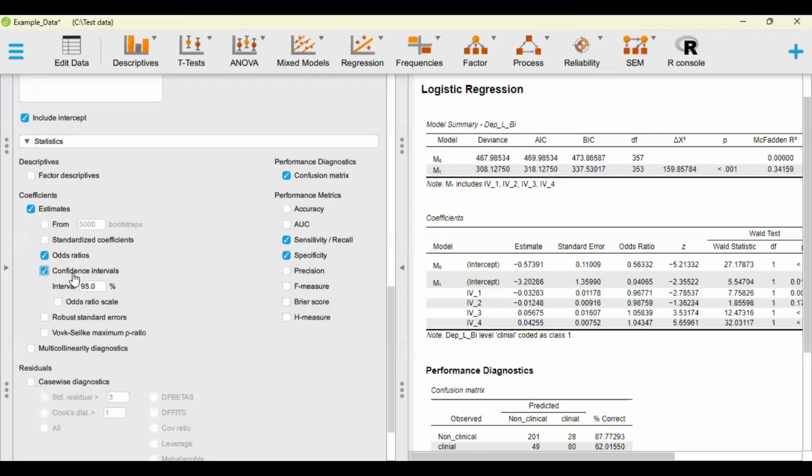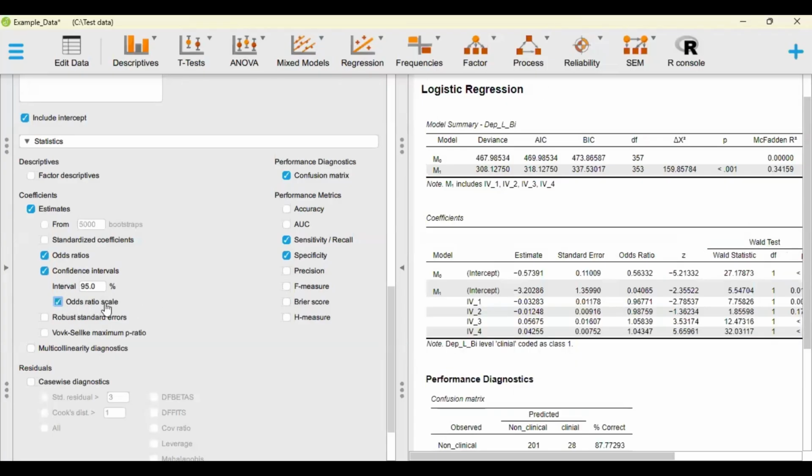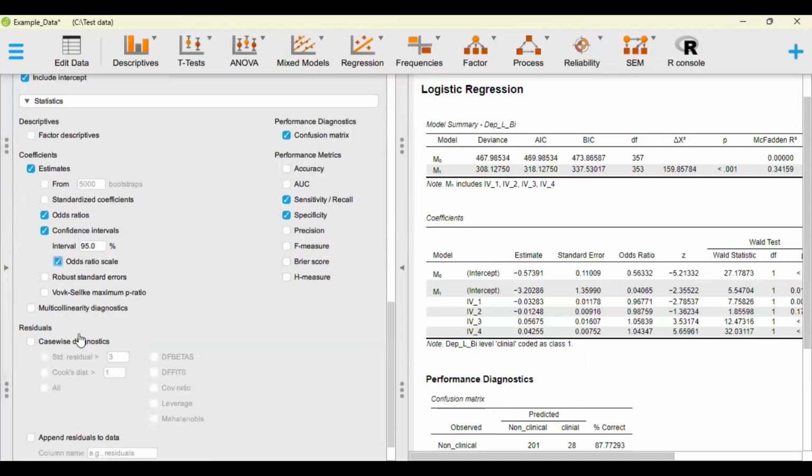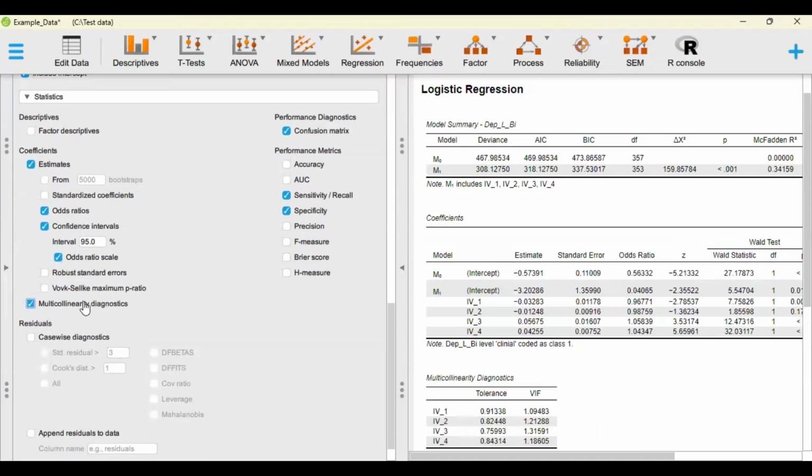I also need to tick confidence intervals, and the confidence intervals are specifically for the odds ratio. Otherwise, it would present that for other statistics. So you should have confidence intervals and tick the odds ratio scale. And also, I want to check the assumption of multicollinearity. As you remember, I mentioned that JASP can check multicollinearity. I can see that even for binary logistic regression, JASP can be better than SPSS, can give you additional options, although it can have some limitations for other types of logistic regression.